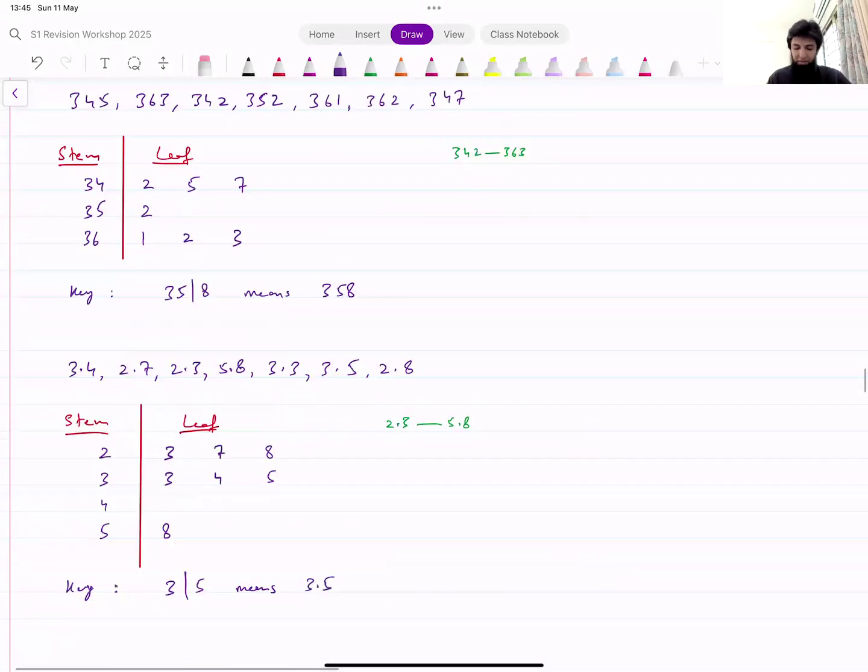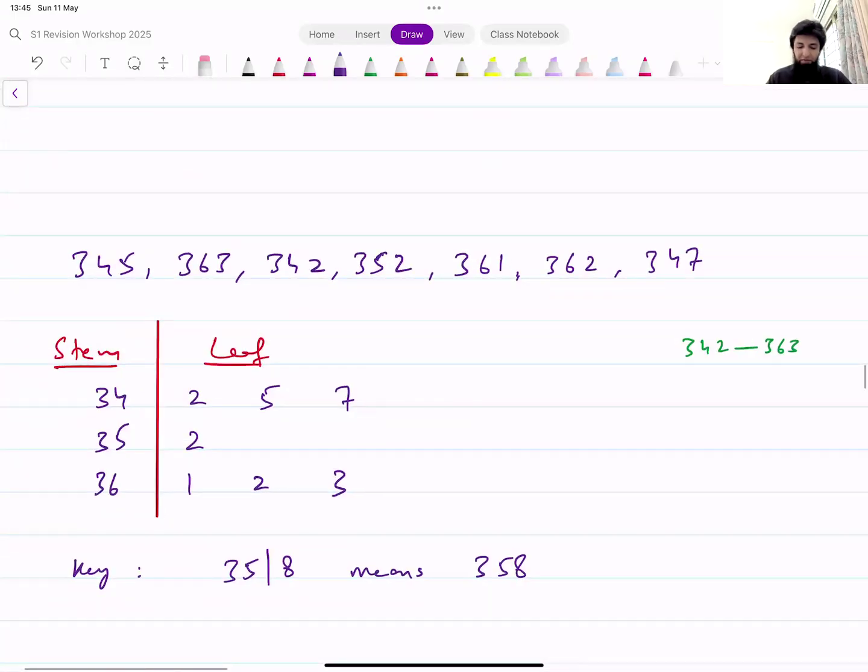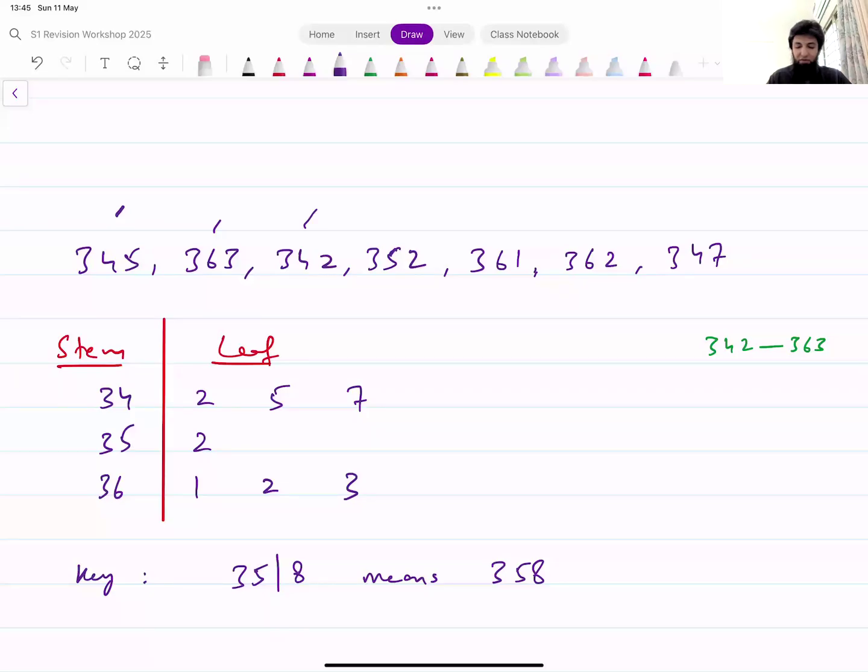Now let's look at some examples of this. If you had data like this, 345, 366, 342, and so on. Now the leaf can only have 1 digit, right? So how do you figure out what to put in the stem? Look at the smallest value in the data, that's 342. Largest value in the data, 363. So you have to draw this diagram for values between 342 and 363.